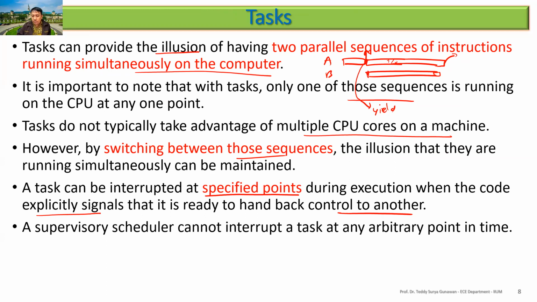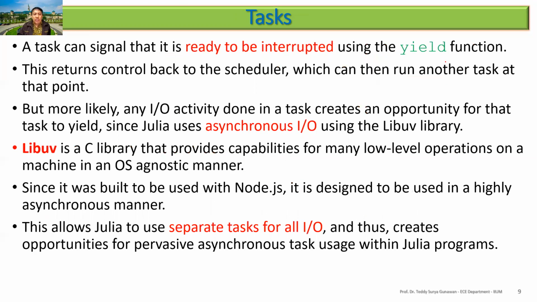But a supervised scheduler cannot interrupt a task at any arbitrary point in time. So only on specific points, for example, starting the IO or finishing the IO. That's why this provides the illusion. It's only good if you have an IO intensive operation. So a task can signal that it's ready to be interrupted using the yield function. As I mentioned earlier, A puts the yield here, signals the yield, and then it will switch to task B.